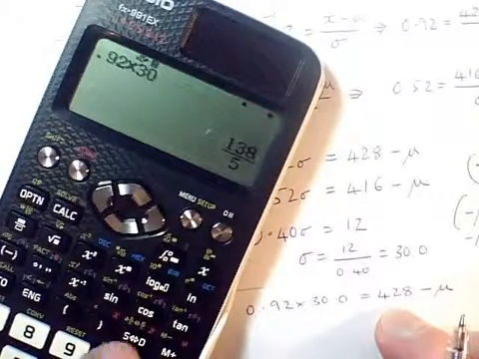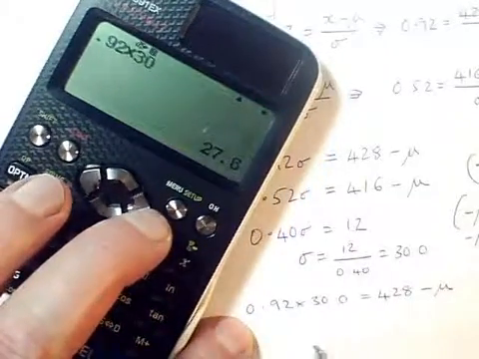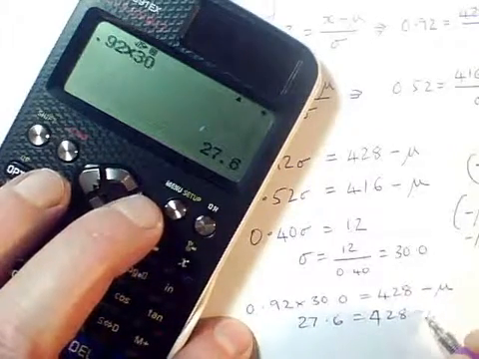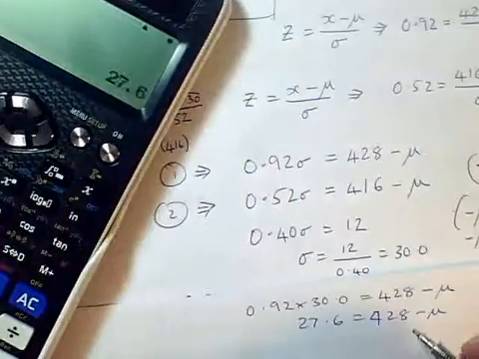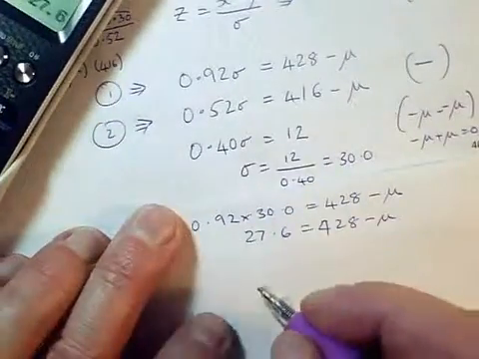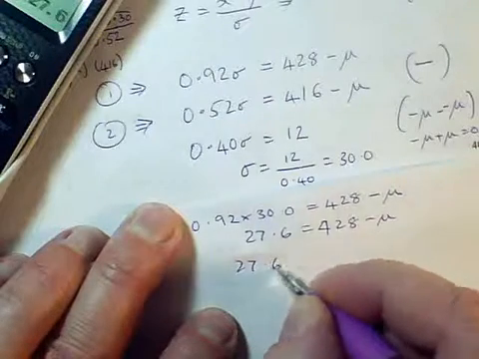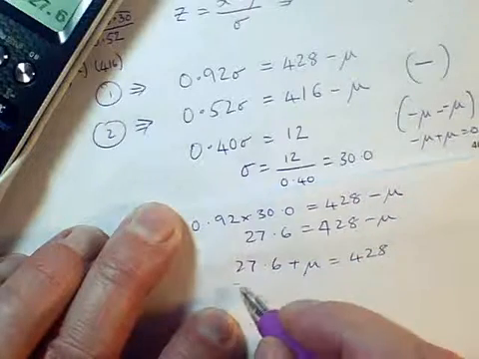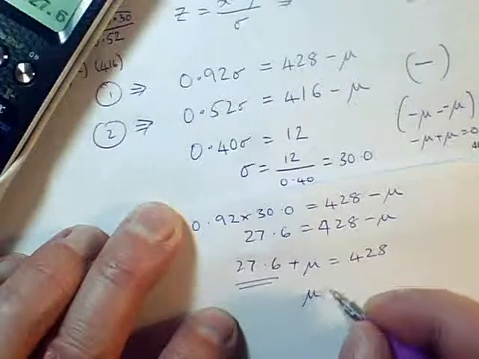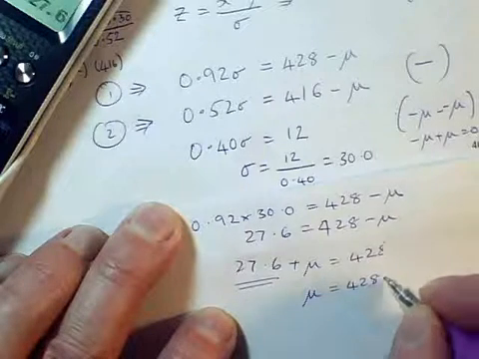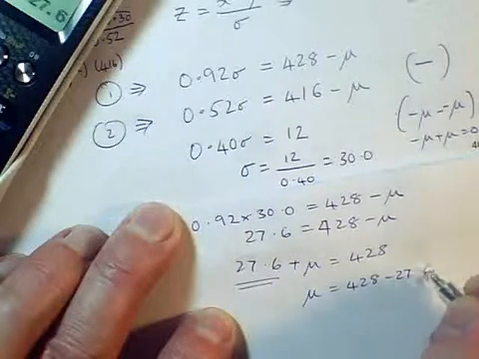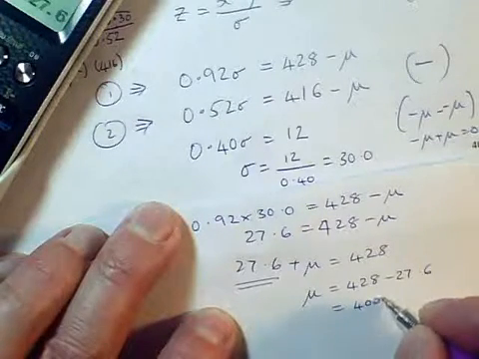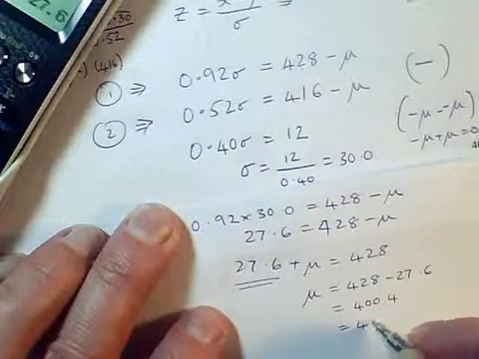So that gives me 27.6. 27.6 equals 428 minus mu. And I've just got to be careful with my algebra here. Now I'm going to add mu to both sides to get 27.6 plus mu equals 428, and then I can take away this 27.6, so mu equals 428 minus 27.6, which is going to be 400.4, or to 3 significant figures it is just going to be 400.